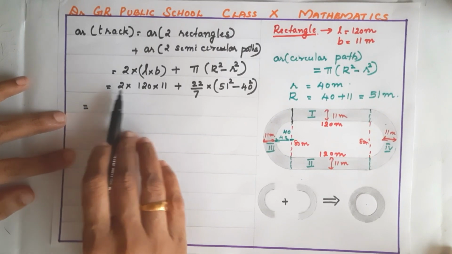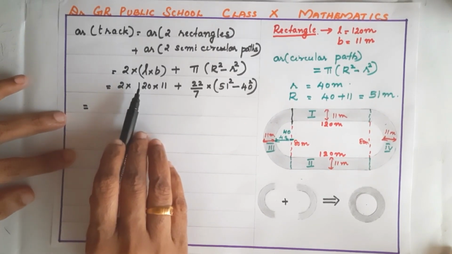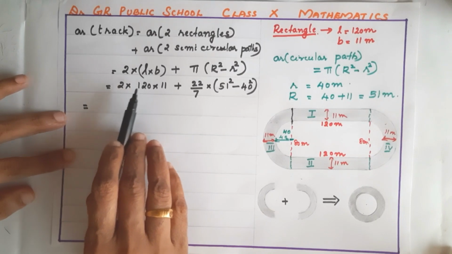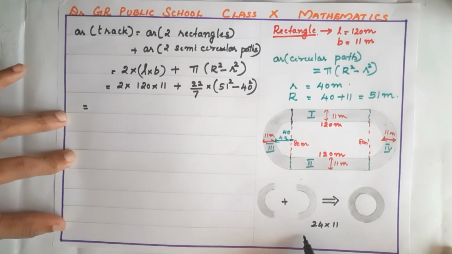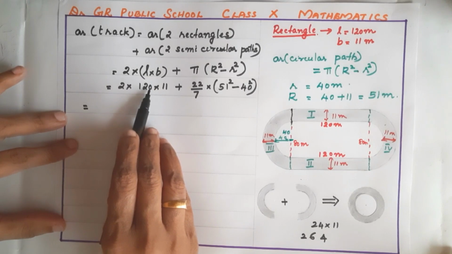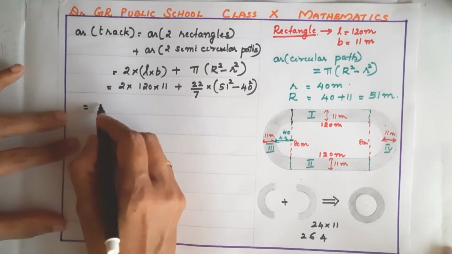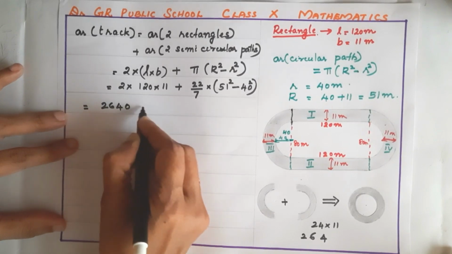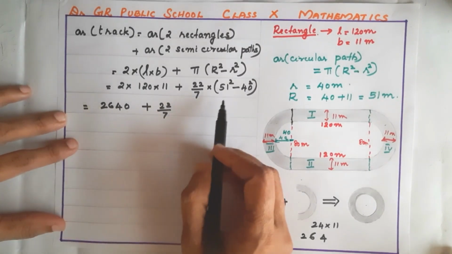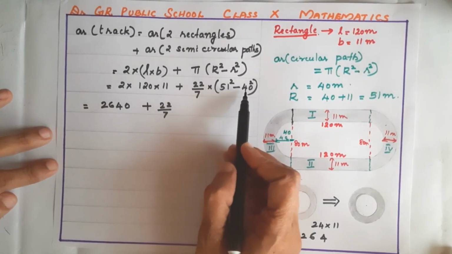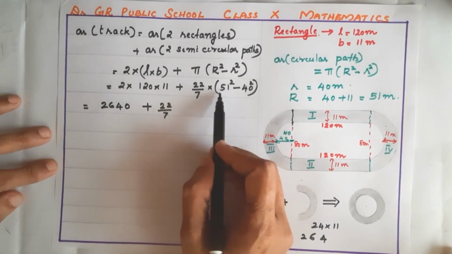It is 2 into 12, 24. Okay, 24 into 11. What is 24 into 11? 2, here 2, here 4, then middle term 2 plus 4, 6. Okay, then we have 1 0. So it is 2640 plus here 22 by 7 into no need to find out 51 square and 40 square. Okay, we can do it easily.